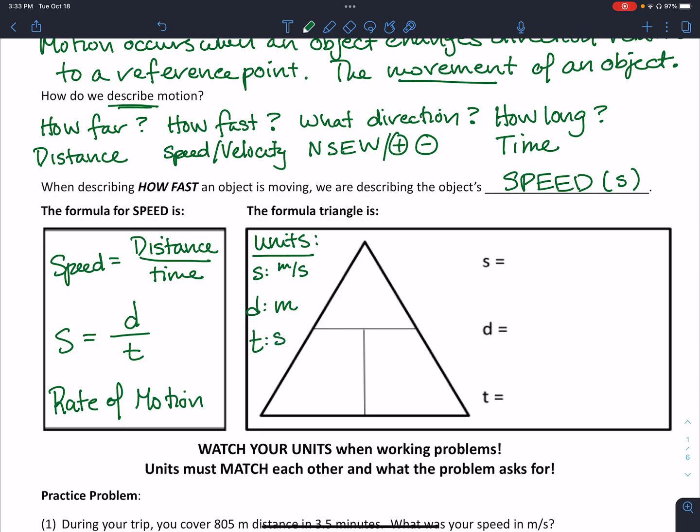Now, this is a formula triangle, and some people like to use this to keep track of their formulas. You do not have to, it's just an option, but just so you can see, distance, speed, and time. So if we're looking at time, it's distance divided by the speed. If we're looking at speed, it's distance divided by the time. And if we're looking at distance, it's speed times time. So we get our three formulas. Speed equals distance over time, distance equals speed times time, and then time equals distance over speed.